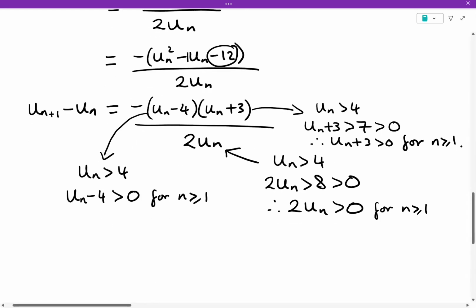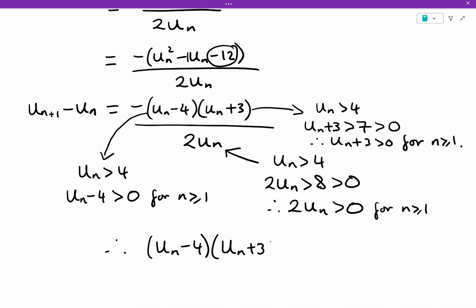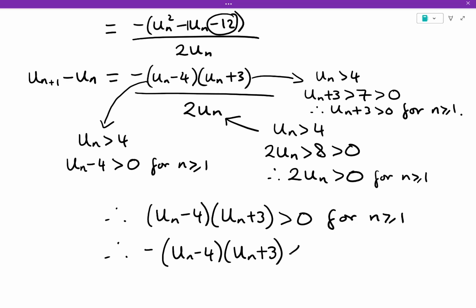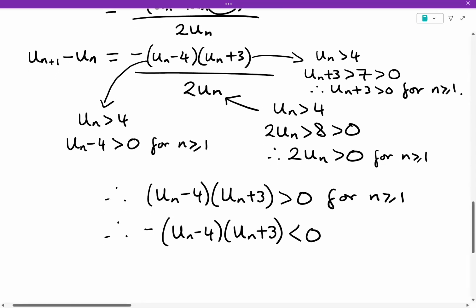So now let's consider our multiplication of our brackets in our numerator. We can say therefore, since u_n subtract 4 is always greater than 0, and u_n plus 3 is always greater than 0, then the product of those two must also be greater than 0 for n greater than or equal to 1. But remember, our numerator is also multiplied by negative 1, so what I need to do is multiply this inequality by negative 1 on both sides. So I would get, therefore, negative (u_n subtract 4) times (u_n plus 3) must be smaller than 0, because we need to flip the inequality when multiplying by a negative, for n greater than or equal to 1.